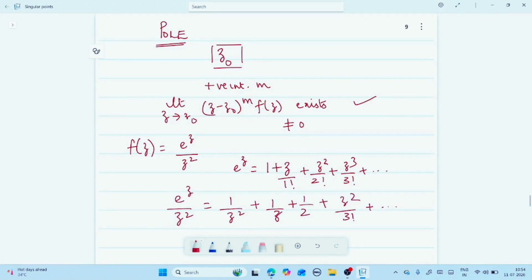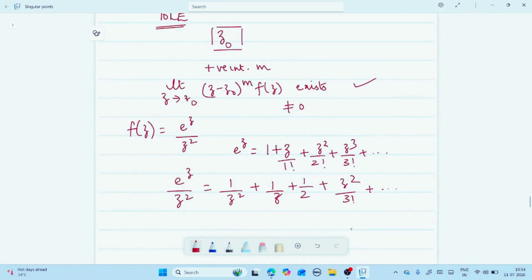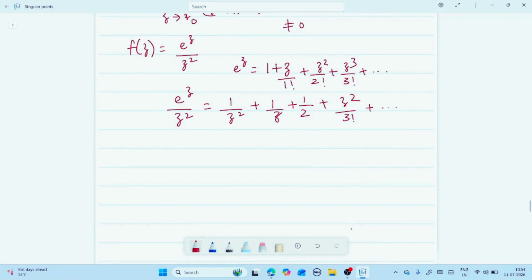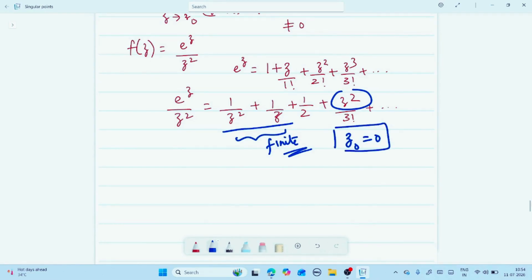Now, this is a Laurent series. e power z by z square is a Laurent series where we have positive powers of z as well as negative powers of z. One thing we would observe here is that we have a finite number of negative powers of z. So that will tell us that z equal to 0 is a pole. Okay, we should have a finite number of negative powers of z in the Laurent expansion.